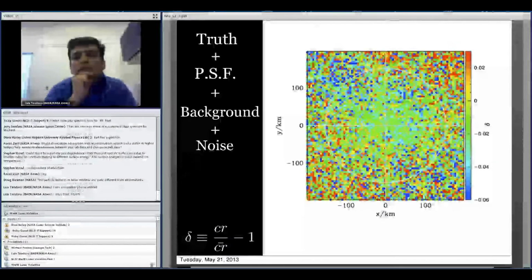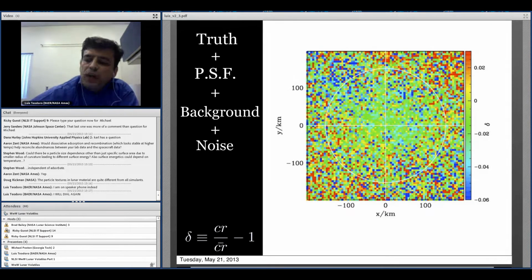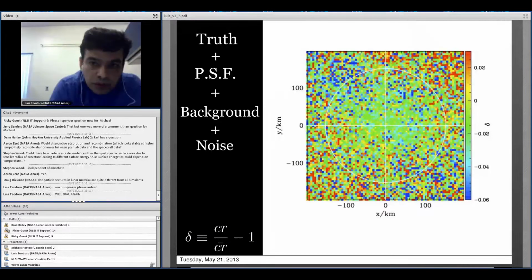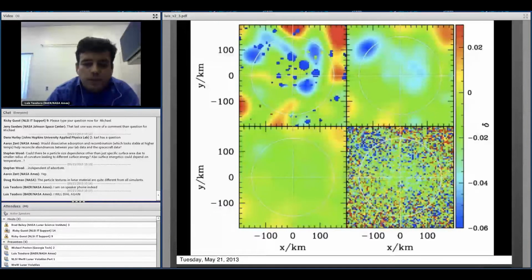And on top of the background and the point spread function, one adds the noise. And these are the 4 different fields that I will use to quantify the autocorrelation function and the power spectrum. So how do they look like when we use the statistics on the truth?